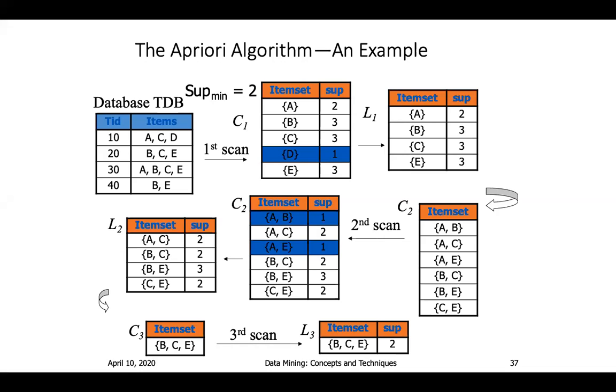Fine. BE, in how many transactions is BE occurring? 3. And the frequency of CE? Frequency of CE is 2. Till here it is clear?